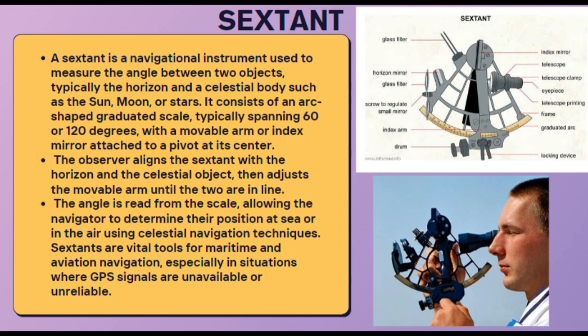By measuring the angle between the celestial body and the horizon at a specific time, along with known data such as the time of day and the observer's position on the Earth's surface, navigators can determine their latitude and longitude accurately. Sextants are widely used in marine navigation, aviation, and surveying, providing a reliable means of determining position and course when other navigational aids may be unavailable or unreliable.